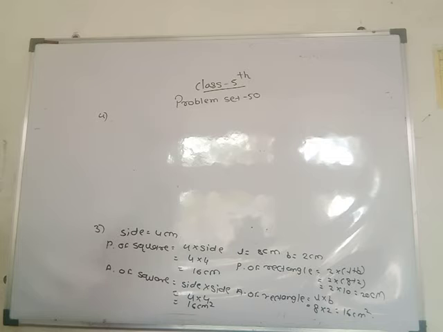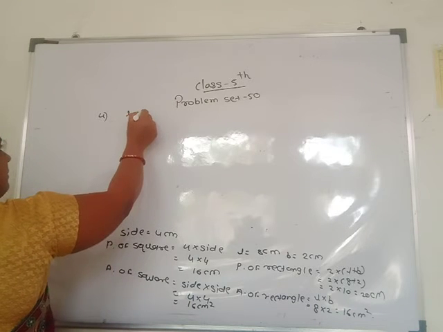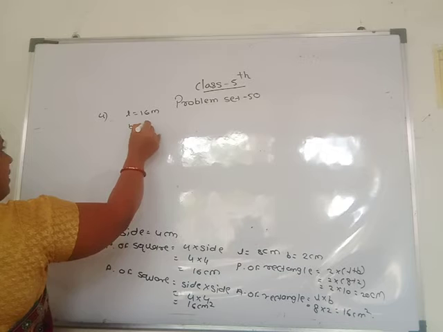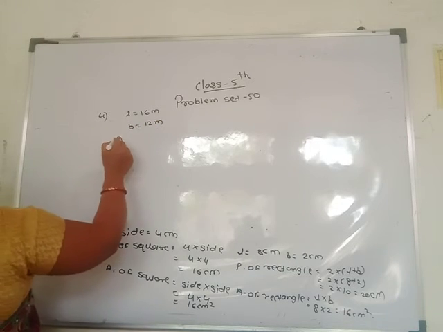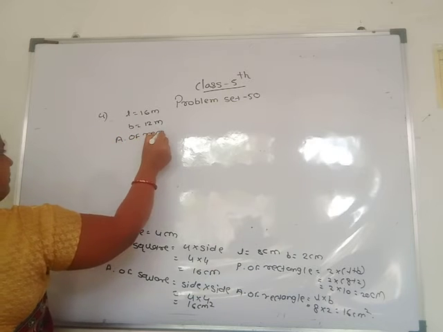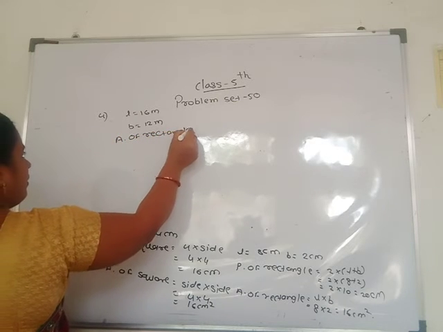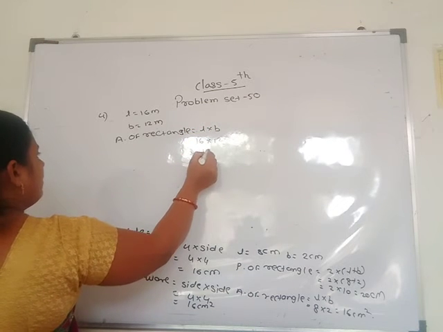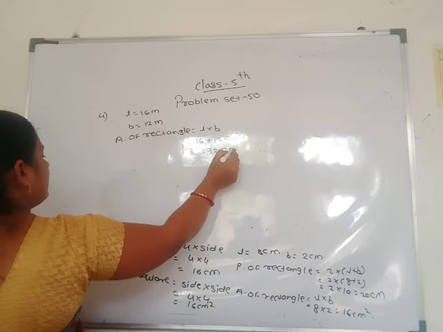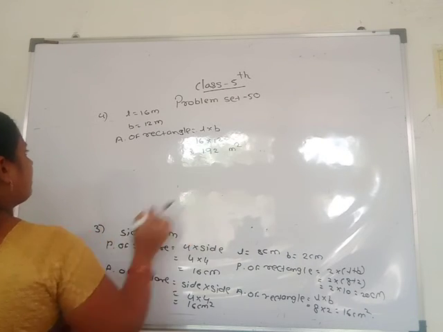What will be the labor cost of laying the floor of an assembly hall that is 16 meter long and 12 meter wide, if the cost of laying 1 square meter is 80 rupees? Here length is given 16 meter, width is given 12 meter. Then firstly you find out the area of the rectangle. L into B, 16 into 12, 192 meter square.